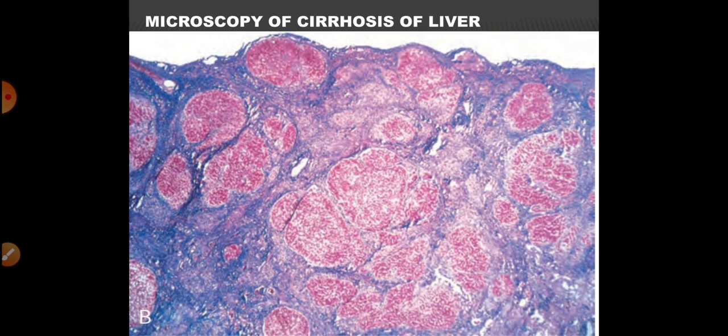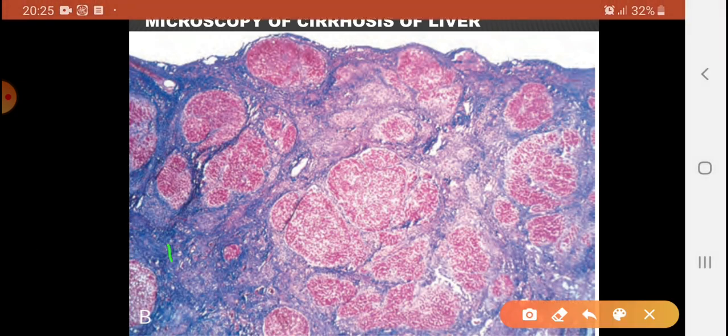This is the microscopy of the cirrhosis of liver. This slide is stained with a special stain which stains the collagen, like Masson's trichrome, which selectively stains the collagen bundles in the fibrotic septae. You can see these blue septae are all fibrotic bands, and these are parenchymal nodules of variable sizes.